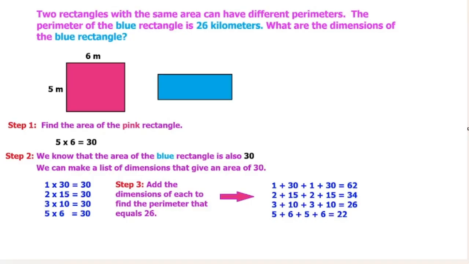Well, the problem tells us that the perimeter of this blue rectangle is 26 kilometers. So we know it's this one. And just remember, for perimeter, picture yourself walking around the entire outside of the shape, which is what we did. So the dimensions of the blue rectangle are 3 by 10 because this perimeter is 26. So 10 and 3. And that's how you do that problem.